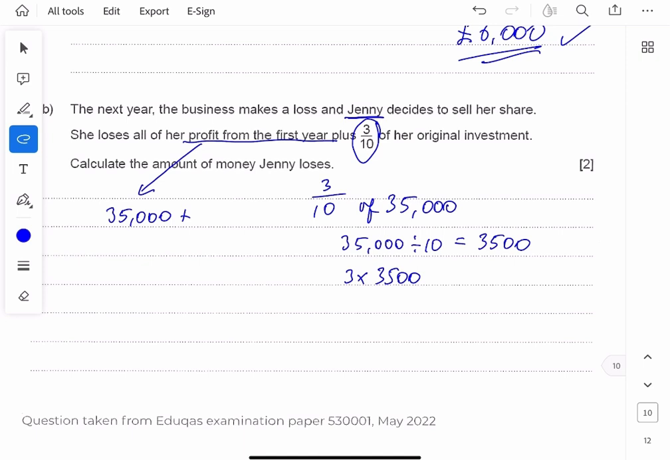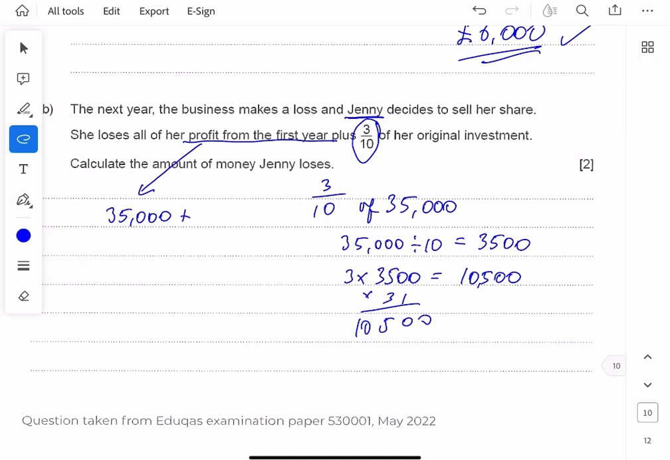And that will be 35 times 3 for quick calculation, and add 2 zeros to your answer. So 105, 10,500. So that's 3/10 of her original investment.